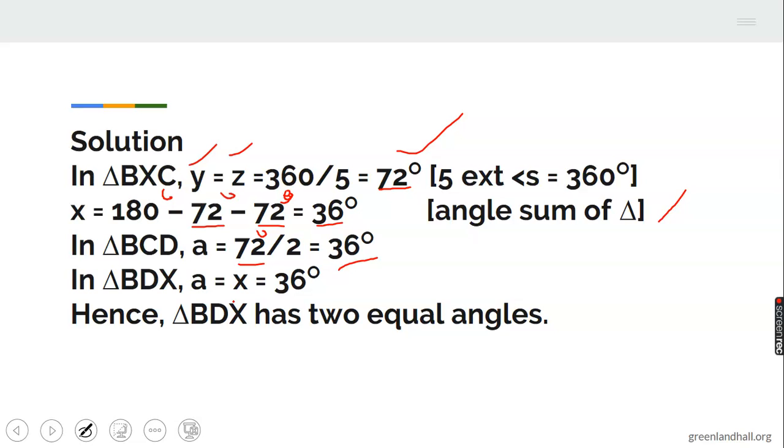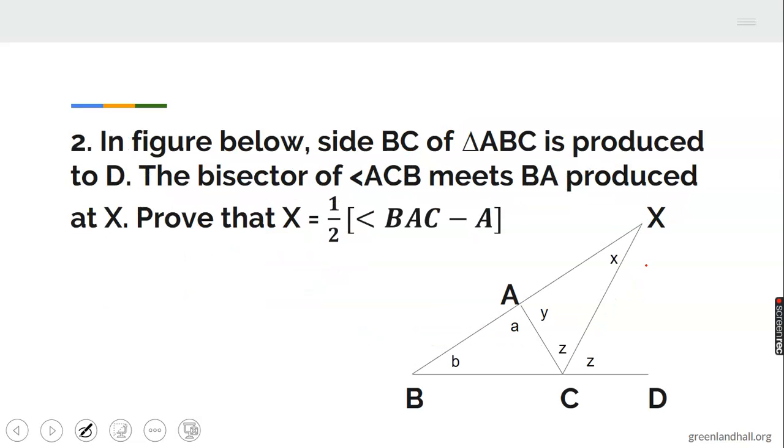So it's an isosceles triangle, hence proved. Now I move over to another. In this figure below, number 2, side BC of the triangle is produced to D. Yes, you can see it's produced to D.